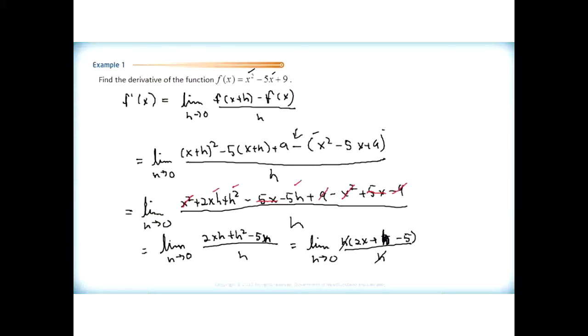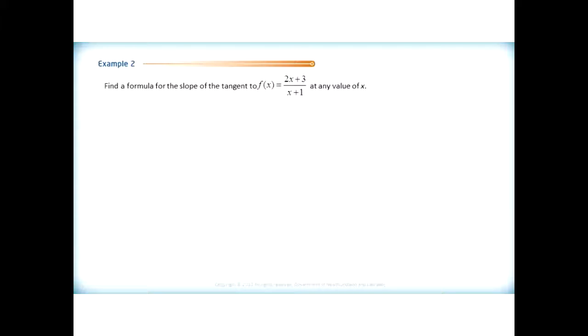And as h approaches 0, all we're left with here will be 2x plus 0 minus 5, and there's our slope function, 2x minus 5. Alrighty, let's try another one. Oh, this one looks like a little more fun. It's got fractions and such in it. So let's go for f prime of x this time.